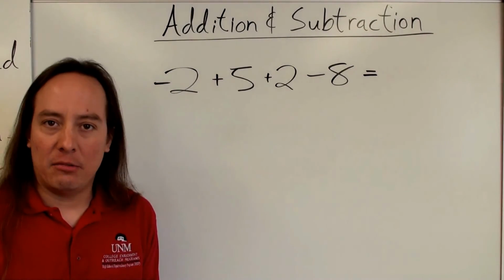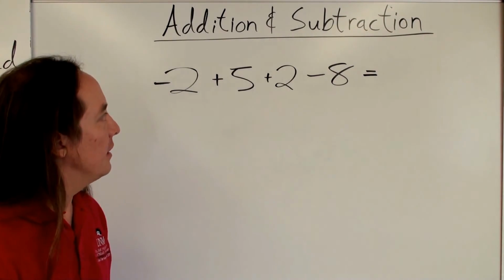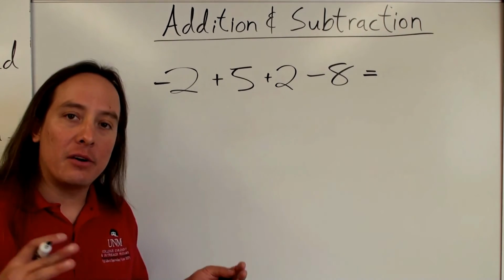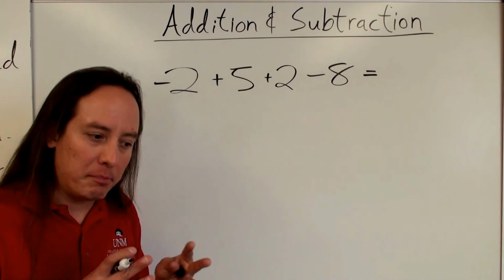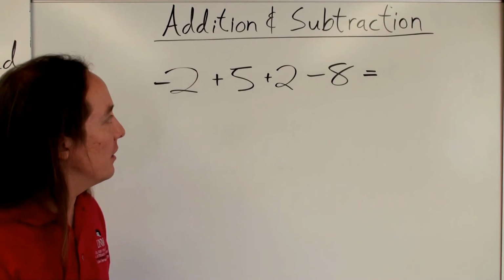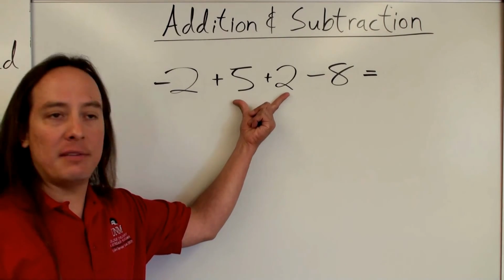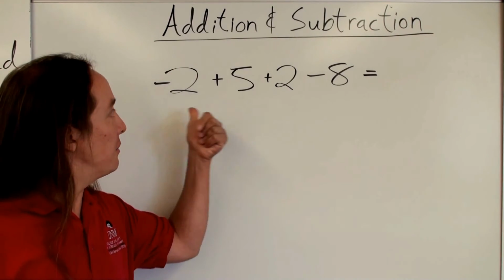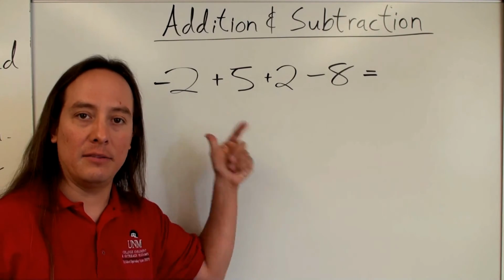We can do the same thing here. Okay? We can do the same thing. We can group together the ones that are similar. Group the positives together, group the negatives together. Right? If we group the positives, that would be 7 positive. And if we group the negatives, that would be 10 negative. Do you see that?